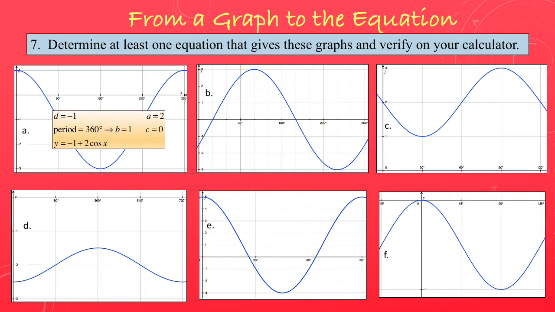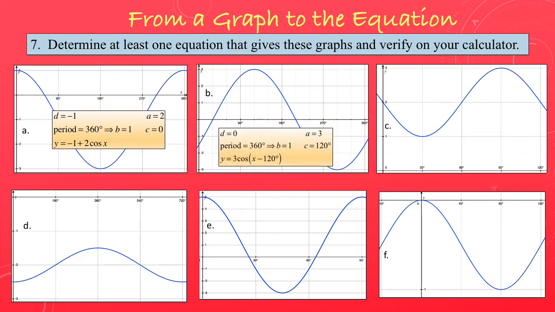In number 1, d is equal to 1 plus negative 3 divided by 2, which is negative 1. The amplitude is 2 as it rises 2 units above the axis of symmetry at negative 1. The period is 360 degrees, making b equal to 1, and there is no phase shift if we are considering this to be a cosine curve. Therefore, our answer is y is equal to negative 1 plus 2 cosine of x.